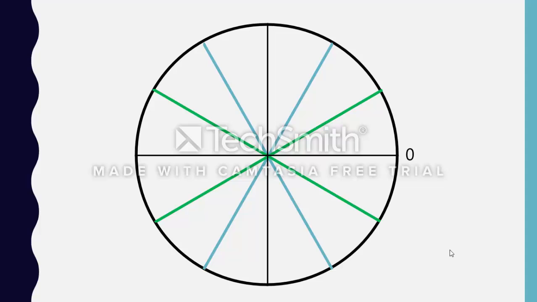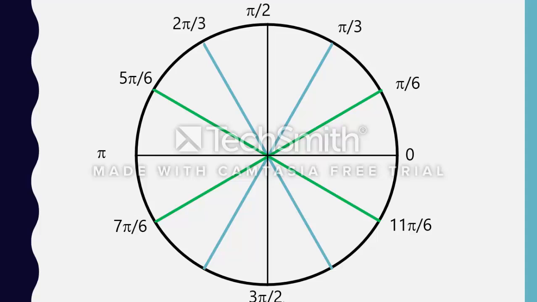Putting this all together, we have the 4 cardinal directions. We have 0, pi over 2, pi, and 3 pi over 2. Then, for pi over 6, we have pi over 6, 5 pi over 6, 7 pi over 6, and 11 pi over 6. Then, for our increments of pi over 3, we have pi over 3, 2 pi over 3. We skip 3 pi over 3, because that's right here, 4 pi over 3, and 5 pi over 3.